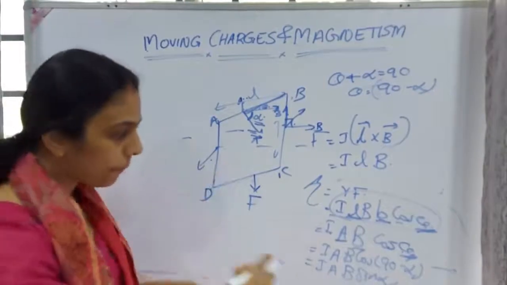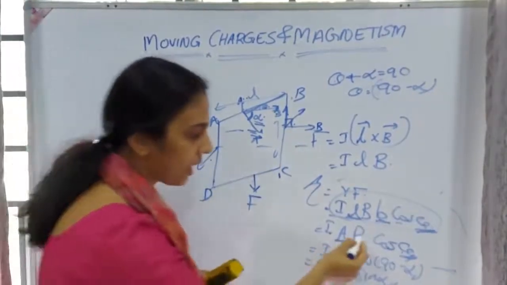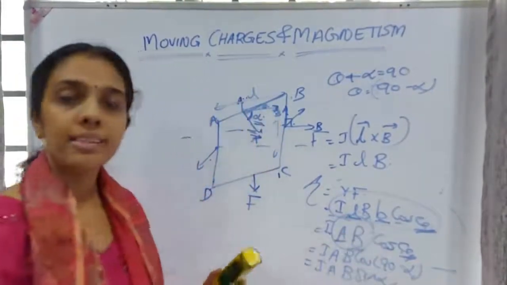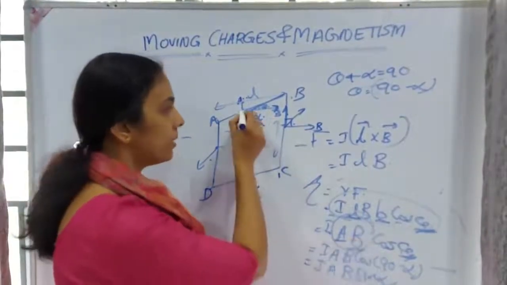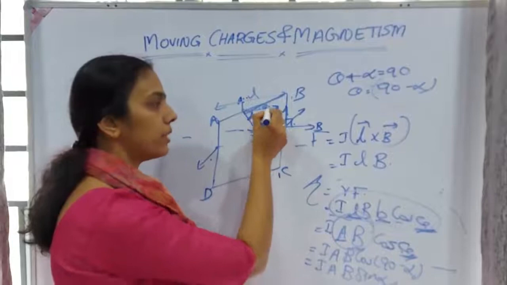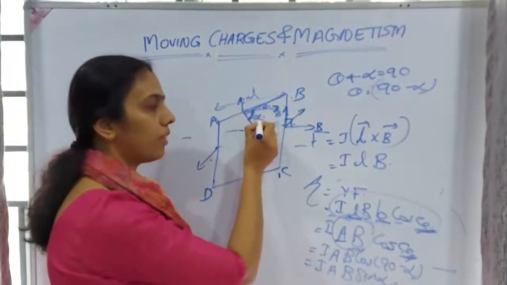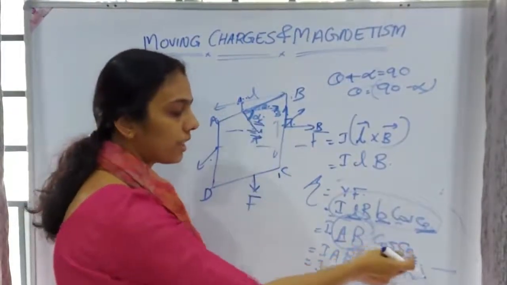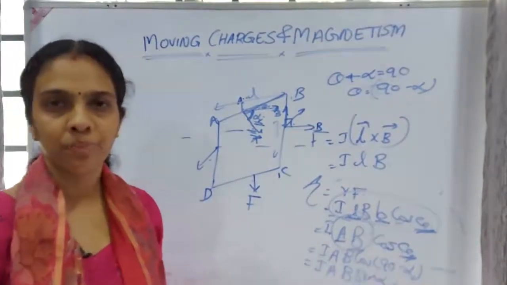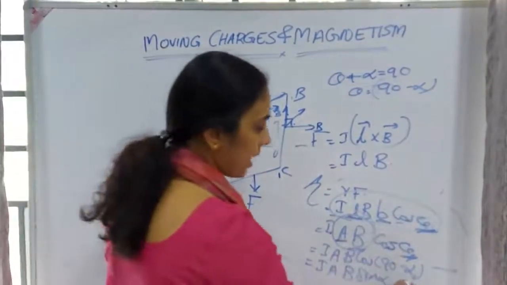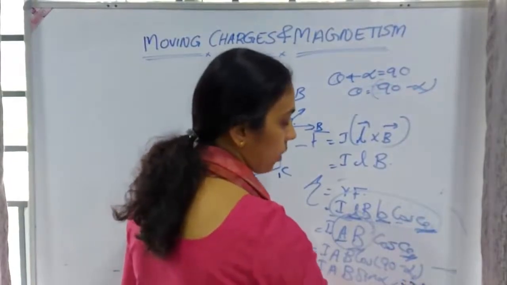Okay, so to represent it as a vector, we can convert this theta in terms of A and B. So in terms of A and B, what is the angle between them? Alpha. So alpha should come here instead of theta. So IAB sine theta. Okay, so we will be getting it as I into A cross B.